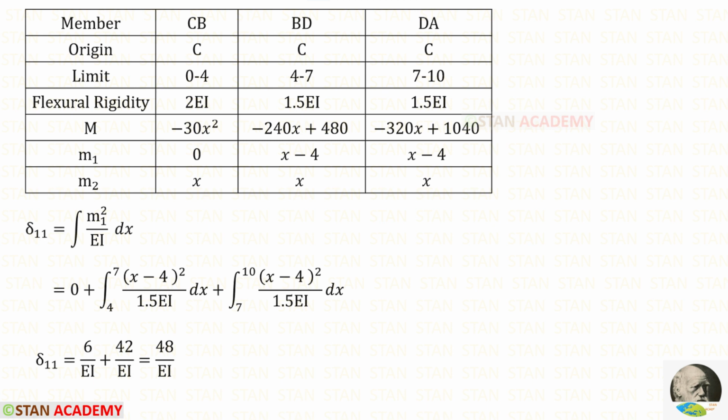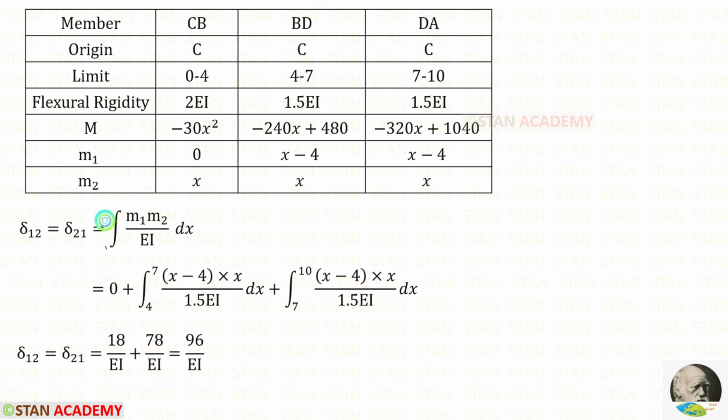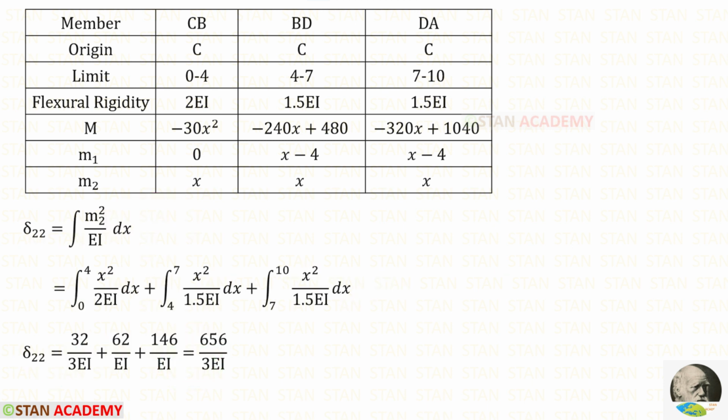Now let us find delta 11. Using this formula, we will find delta 11, which is 48 upon EI. Using this formula, we can find delta 12 and delta 21. For both of them, we will get 96 upon EI. Using this formula, we can find delta 22. For delta 22, we will get this.